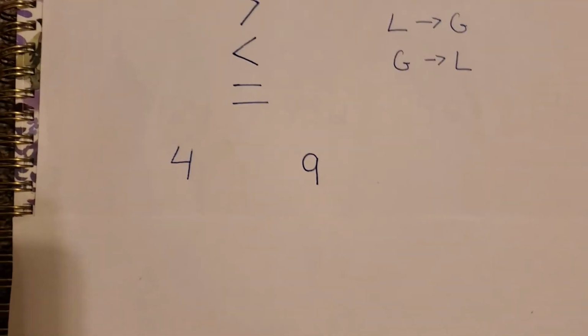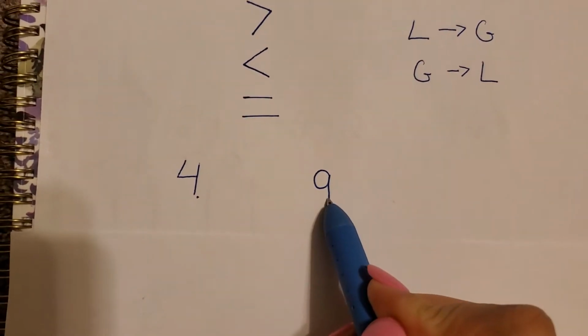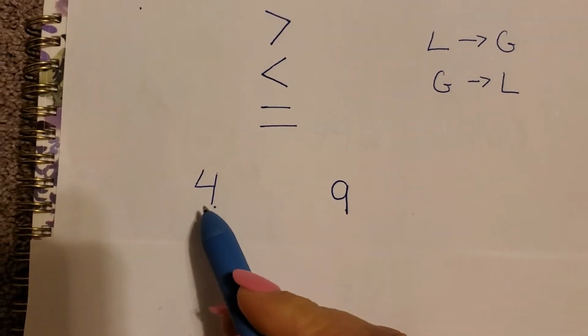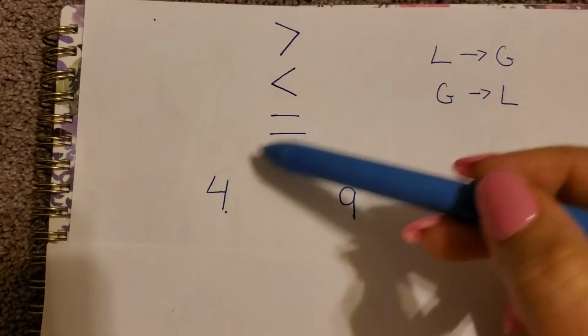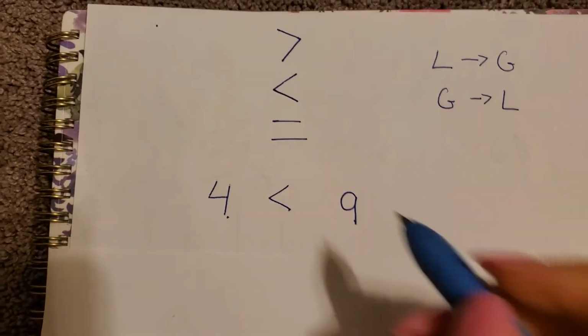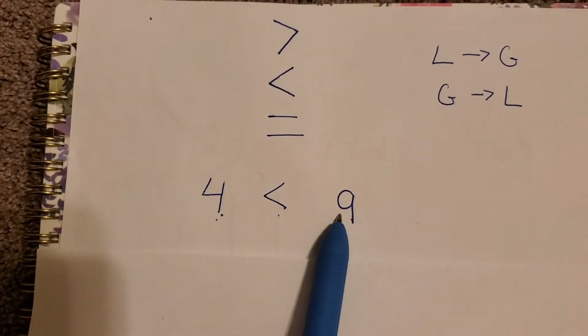So to start off just at the lowest form, these are really easy to tell. Okay, we have a 4 and we have a 9. We know that 9 is greater than 4, but because the 4 is over here, we would use the less than sign. And when we read that equation, it would be 4 is less than 9.